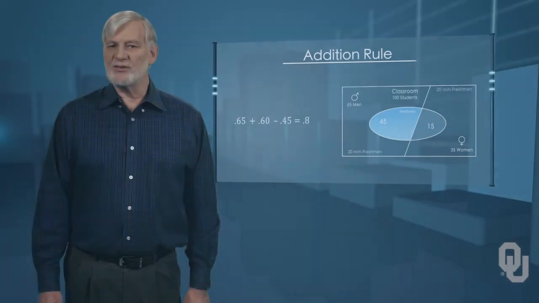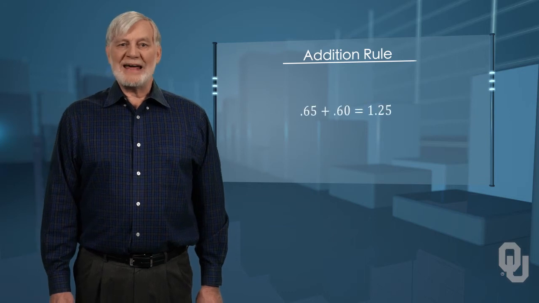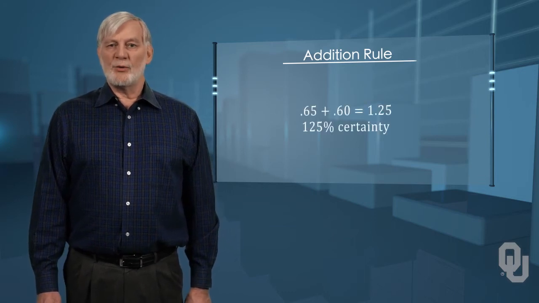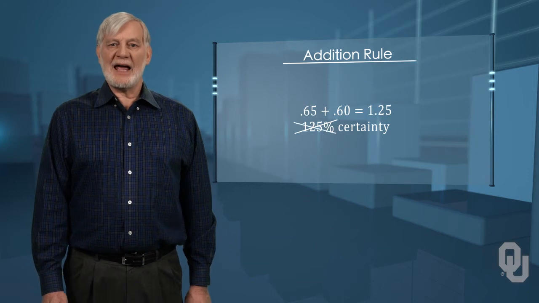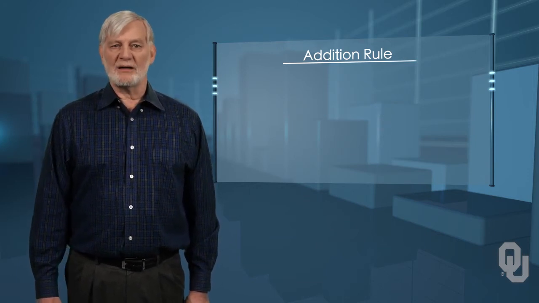We can see something interesting when we do it this way. If we just added the two probabilities of A and B, we would have a probability more than 1. And a probability cannot ever be more than certainty. This concept has no meaning.